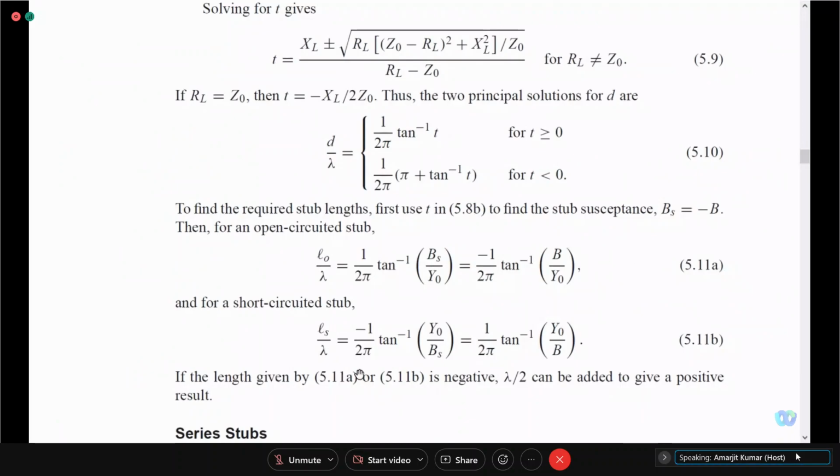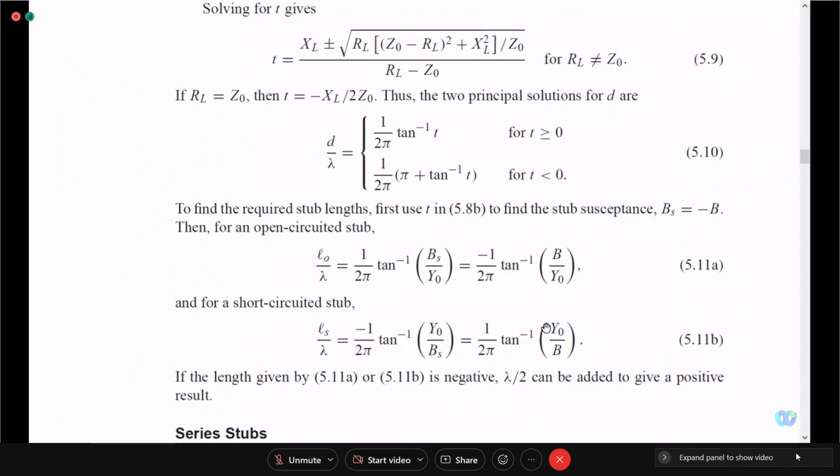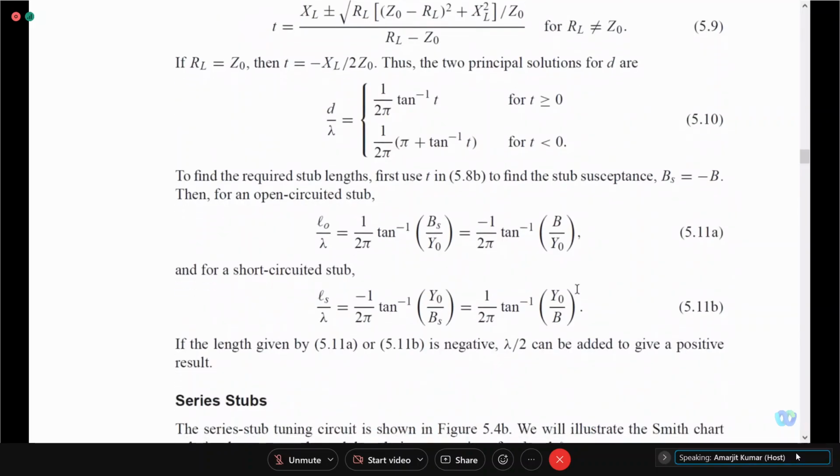So that is for the short circuited stub, and for open circuited you will get a minus sign. How? Because see here, in open circuited, Y open circuited is equal to J Y naught tan beta L, here it is minus B. So you will get a minus sign. And what will be that? We have done Ls upon lambda, Y naught upon B. This will be minus 1 upon 2 pi tan inverse B upon Y naught, just the reverse, and this minus sign. So you have calculated d and the length of the stub analytically.